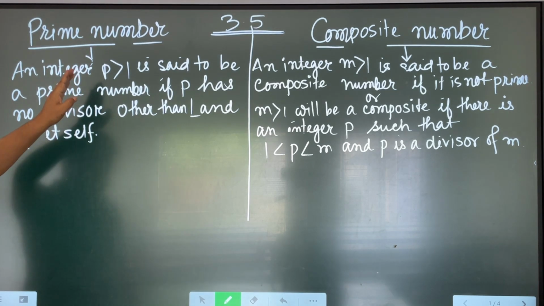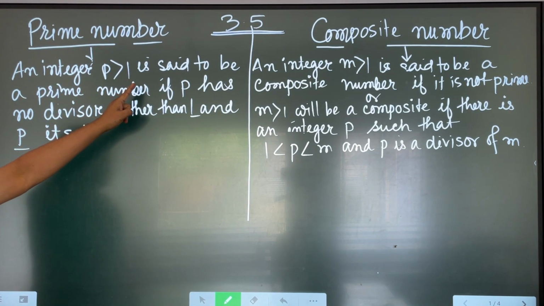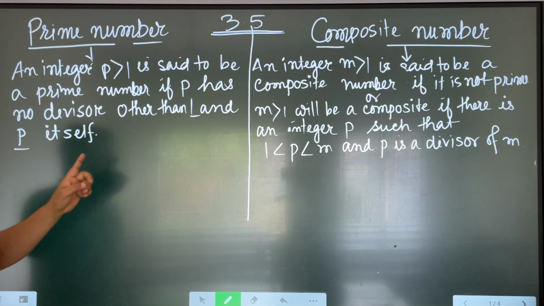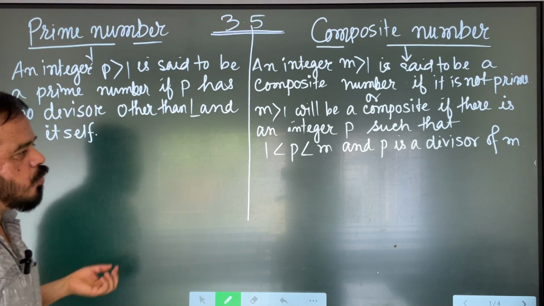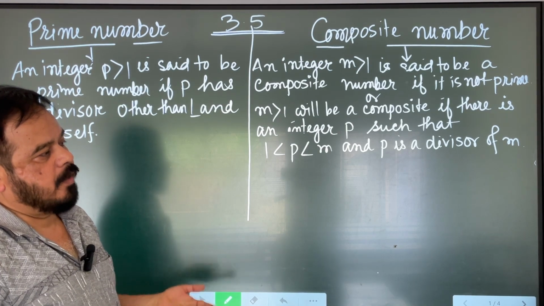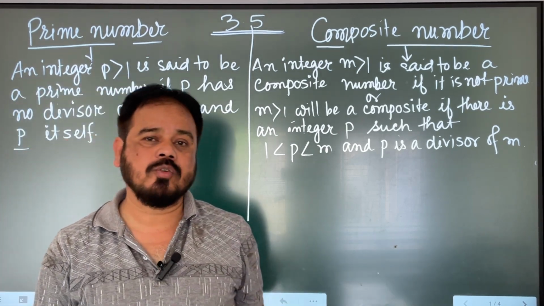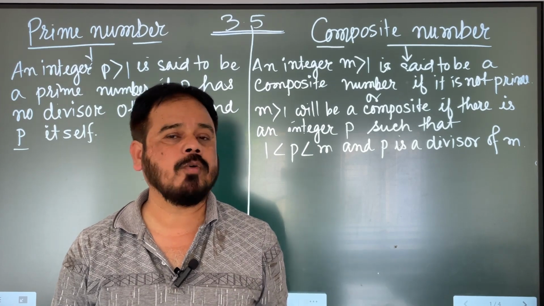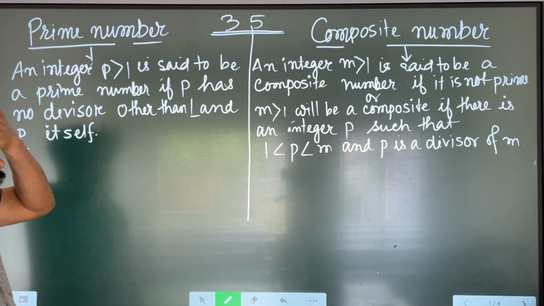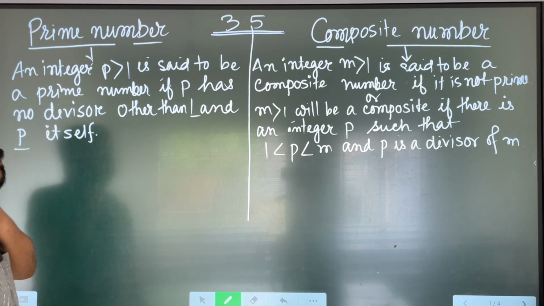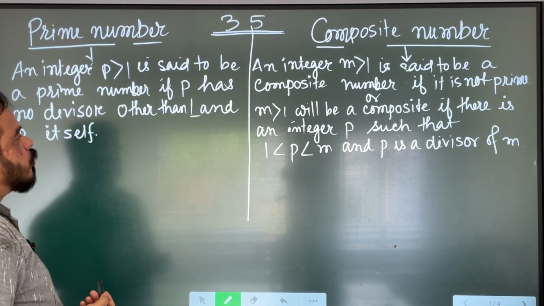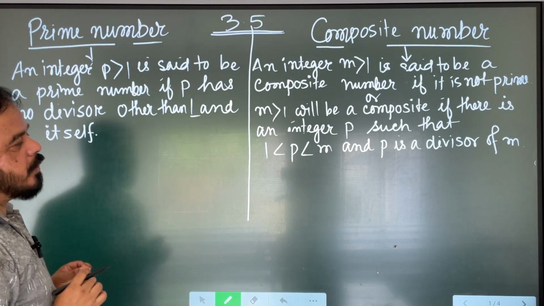For a prime number: an integer p greater than 1 is said to be a prime number if p has no divisor other than 1 and p itself. As we all know about prime numbers, because from lower classes onwards in school we have always been learning prime numbers and composite numbers, this is just a recall, a refreshment. We know what a prime number is, but we will now see it very clearly.